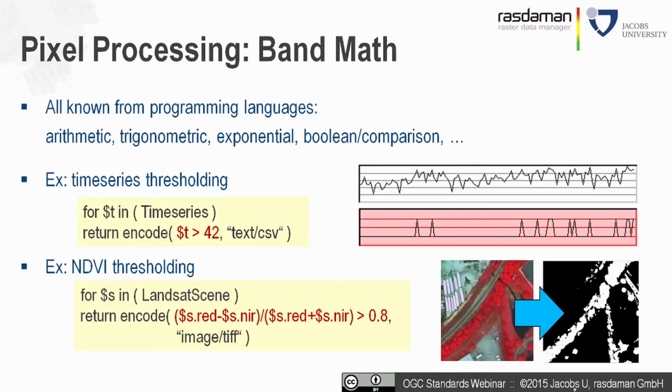Another convenient and common example is band arithmetics. The example listed here is NDVI thresholding, where we look into a Landsat scene and we do the difference of red and near infrared band over the sum of red and near infrared band. And then we do some thresholding to see where there is vegetation. That again gives us a Boolean image where we have black and white for no vegetation or vegetation respectively.